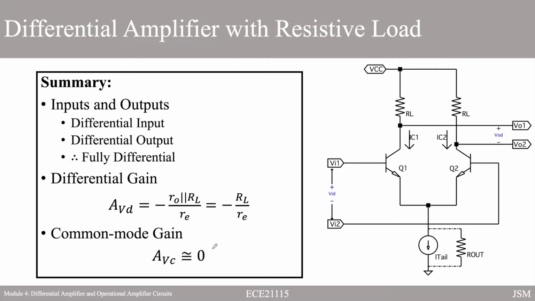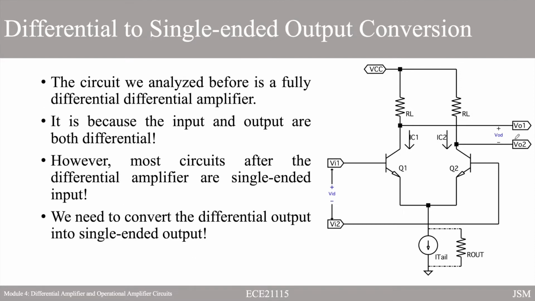Pero, paano natin gagawin yon? Differential amplifier na diniscuss nyo, sir, is differential output. Paano natin yan i-connect sa single-ended input na second stage? So, ibig sabihin, may kailangan tayong i-modify dito sa circuit na yan. Para ma-convert natin yung differential output into a single-ended output. So, paano natin gagawin yun?